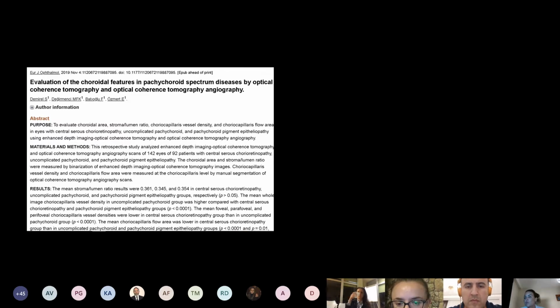The second paper was just published 3 days ago, and we found some differences of choroidal morphology in some particular pachychoroid diseases, such as central serous chorioretinopathy and pachychoroid neovasculopathy. These differences were evident in asymptomatic fellow eyes. I think it's very important.